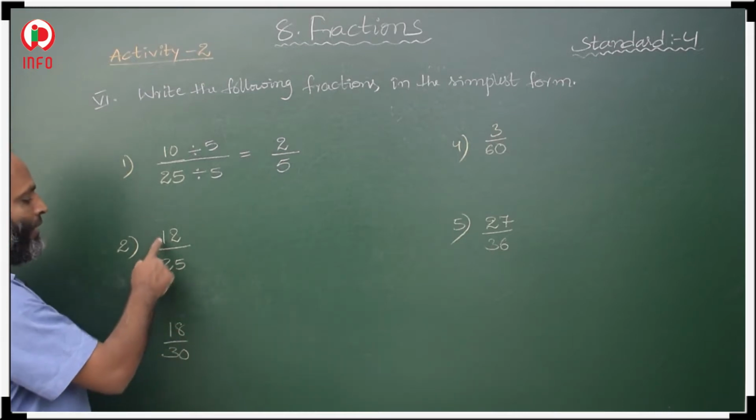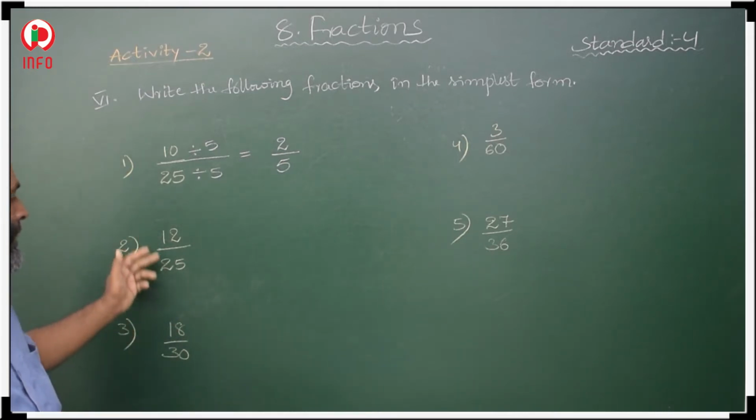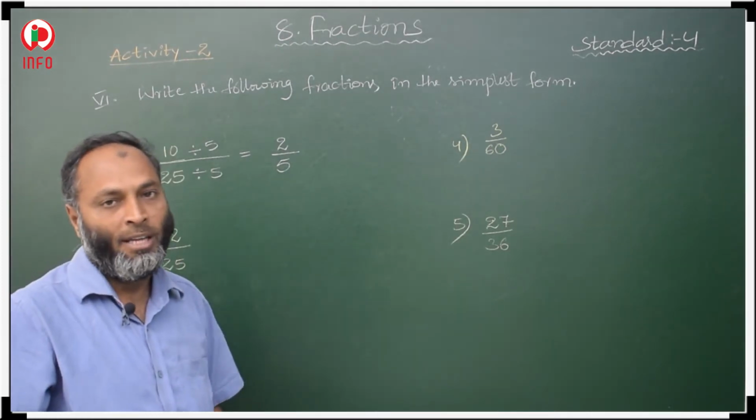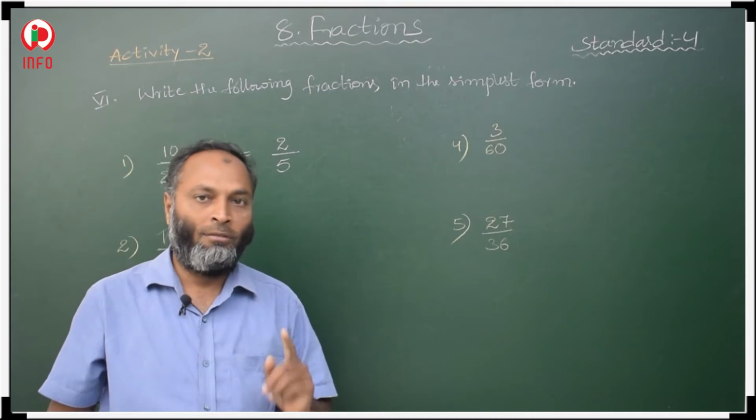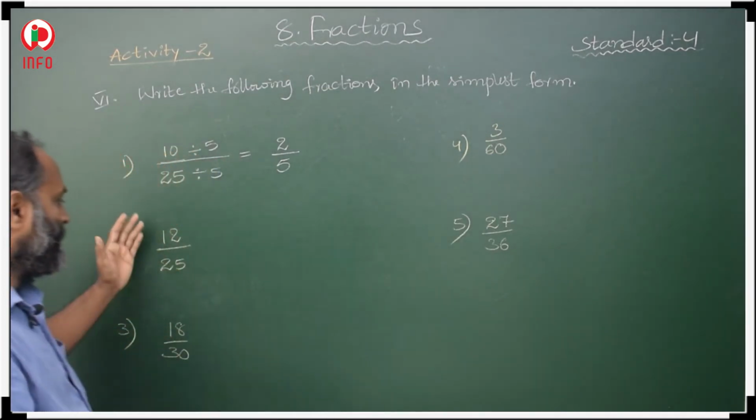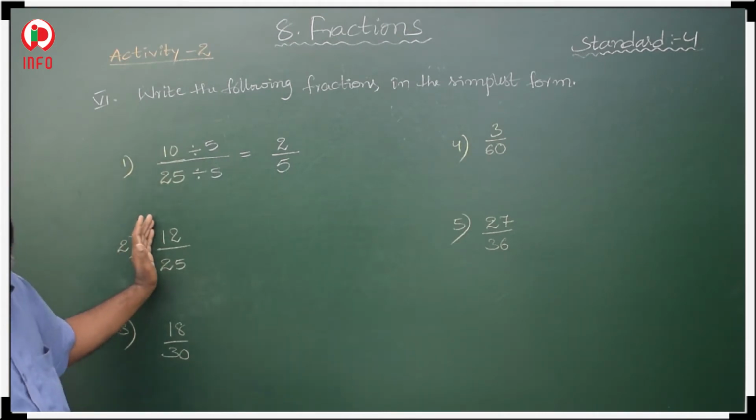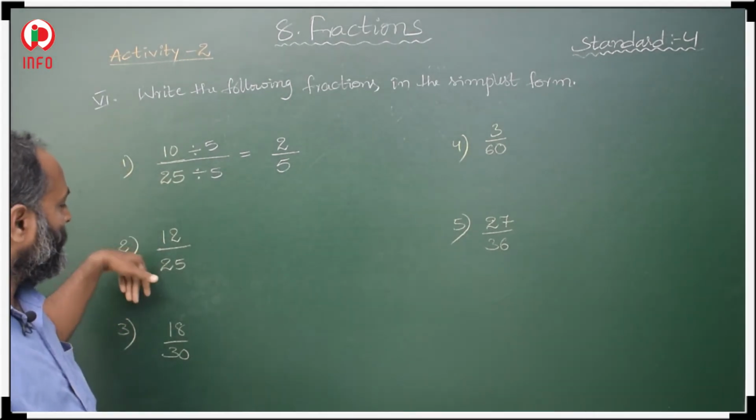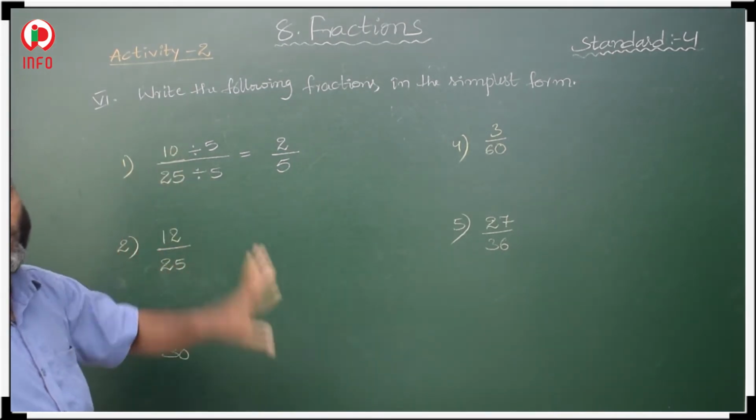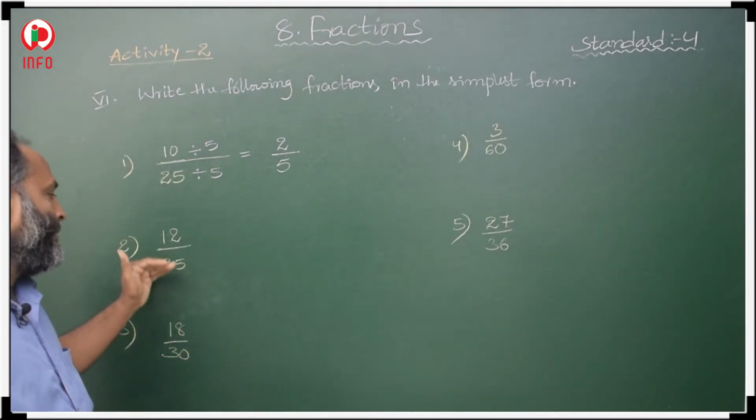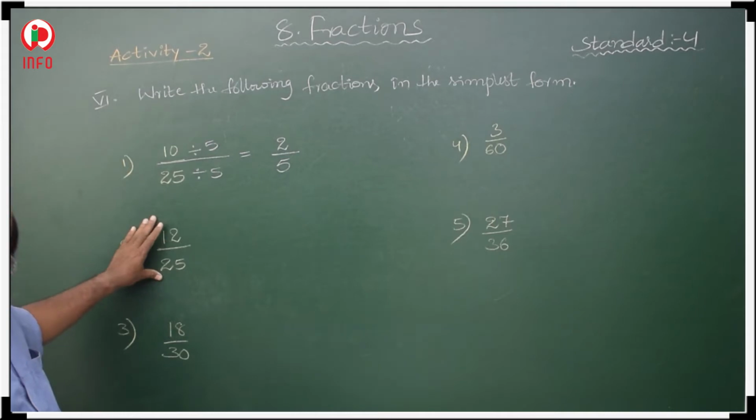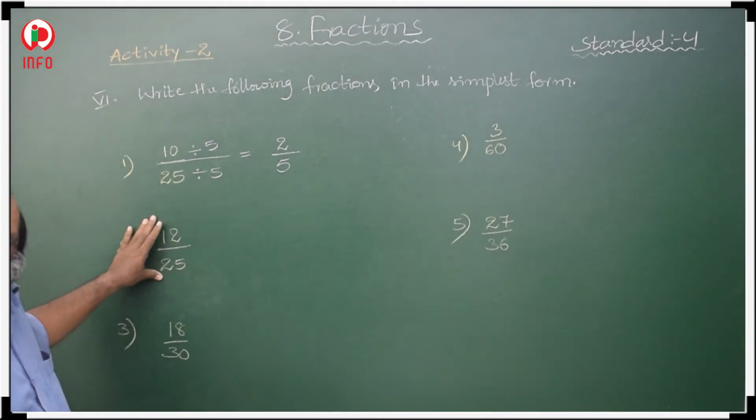Here 12 by 25. These two numbers do not have a common factor other than 1, only 1 they have as a common factor. So it is already in simplest form, not possible to convert into simplest form. 12 by 25 is in simplest form, so don't change this one. Why? Because they don't have any common factor other than 1.